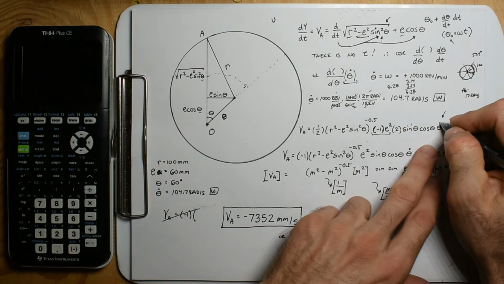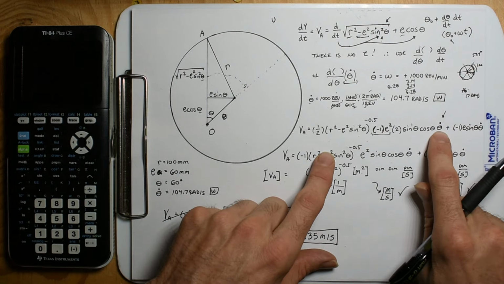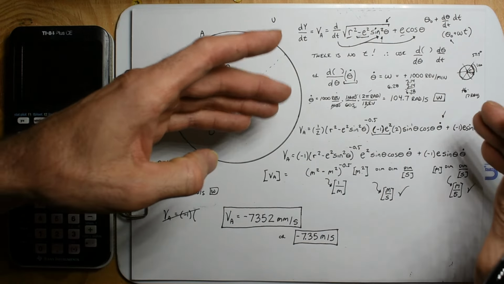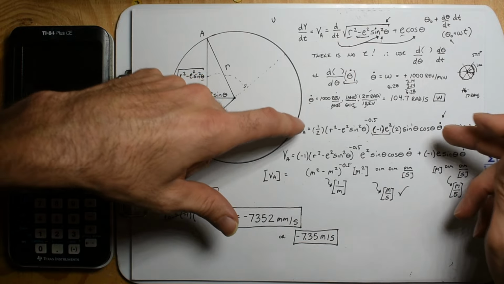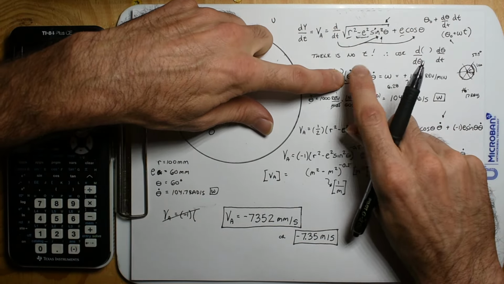So now we're going to multiply it by the angular speed, and for this problem we know it, so we're looking pretty good there. Okay, so we did that. We differentiated this with respect to theta, and then at the end multiplied by theta dot.